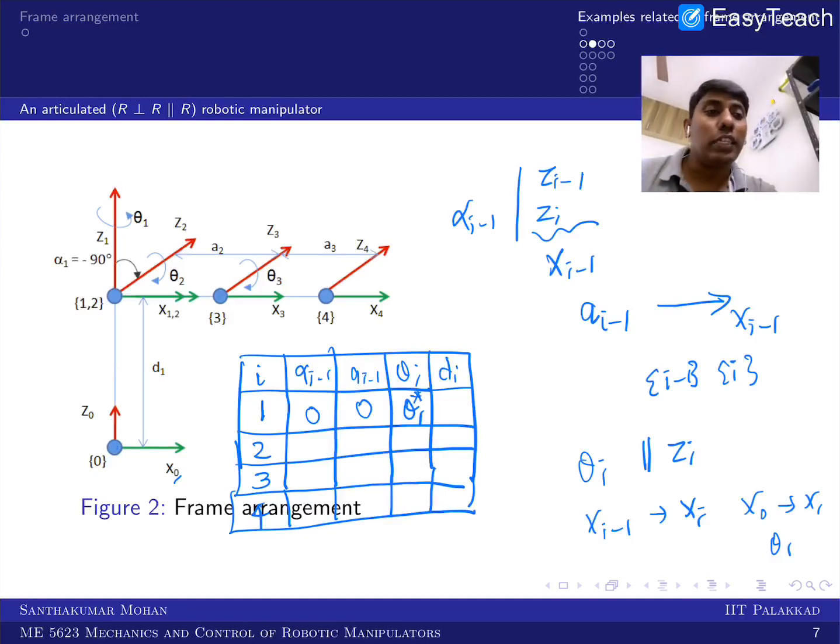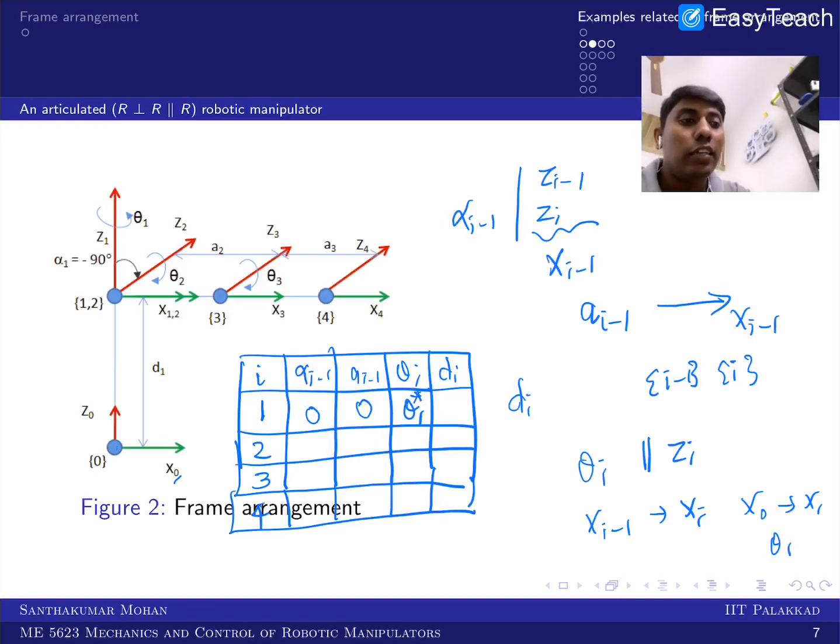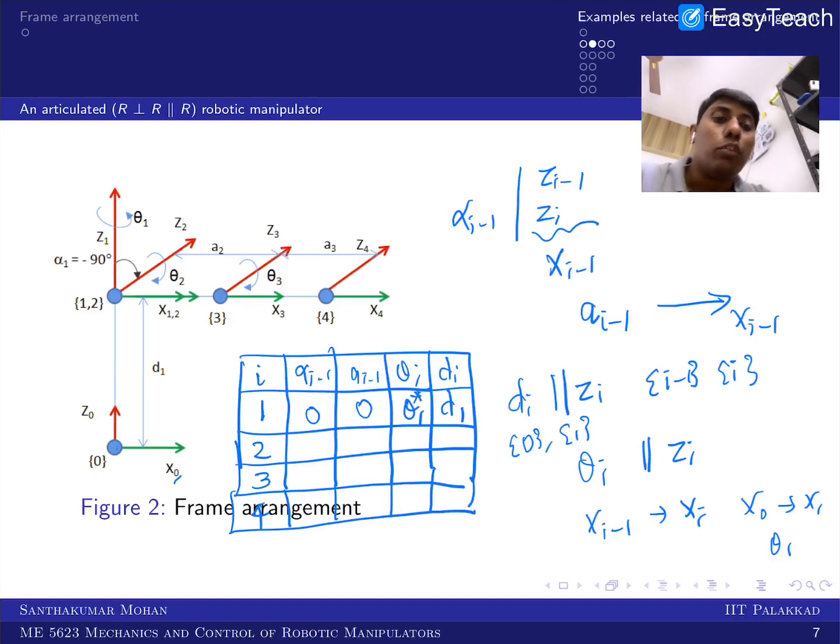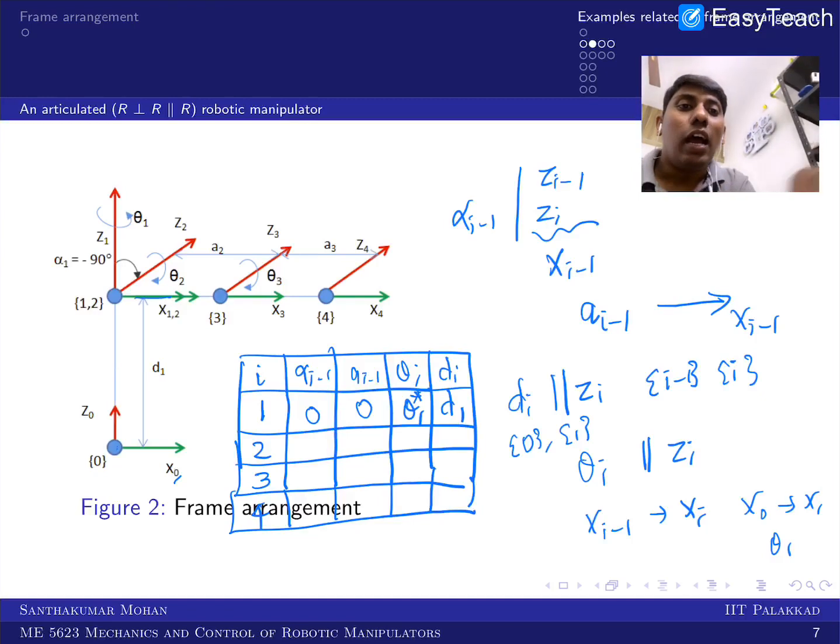Further, you have to see the fourth one, that is d(i). So d(i) is again realized along z(i), where the distance between frame 0 and 1 is, along Z1, D1. So this is D1. Similarly we can come to alpha(i-1), in the sense alpha 1. You can see this is the x-axis direction, and Z1 is rotated like this, 270 degrees, so that Z1 is parallel to Z2, that is what we have done.